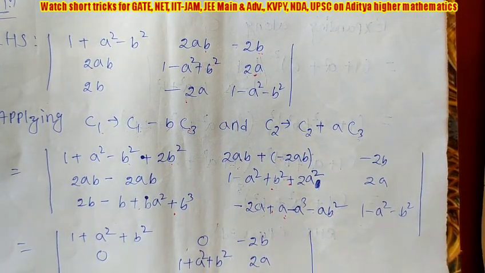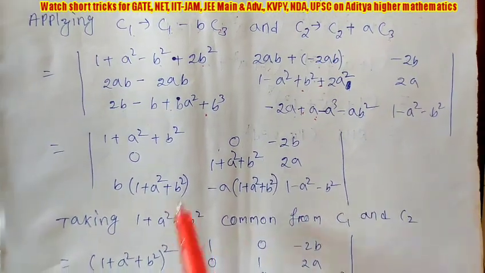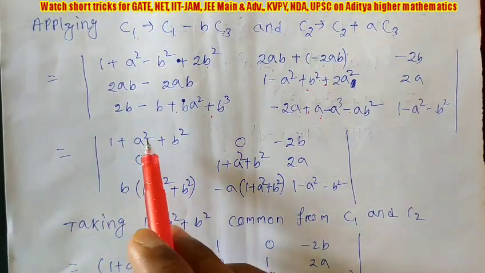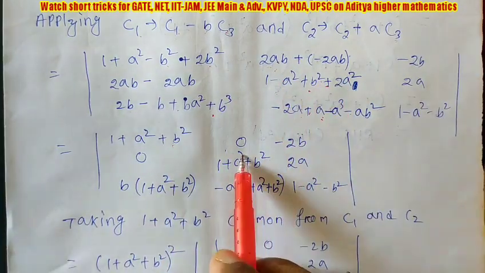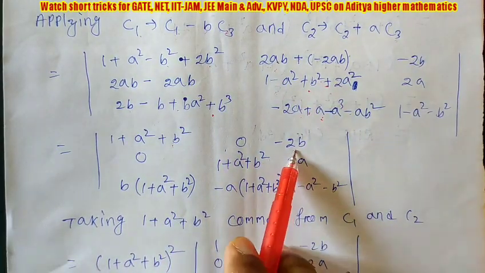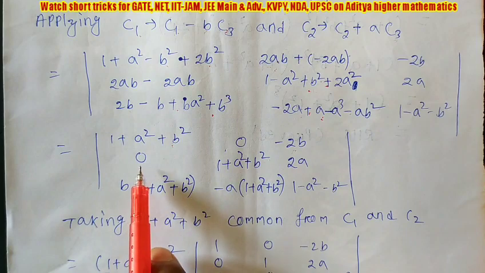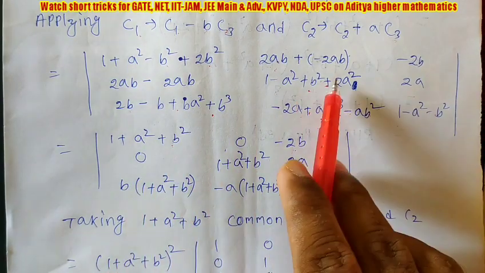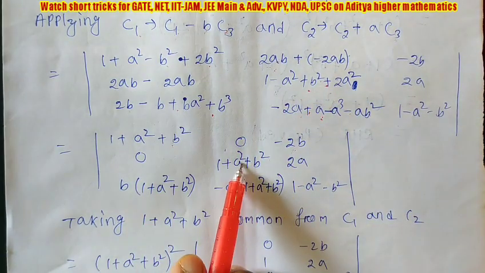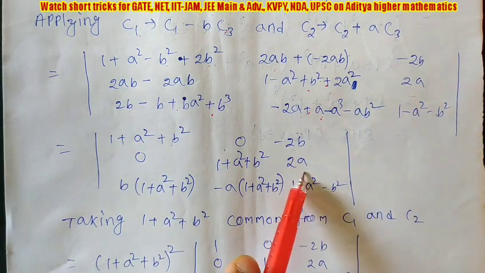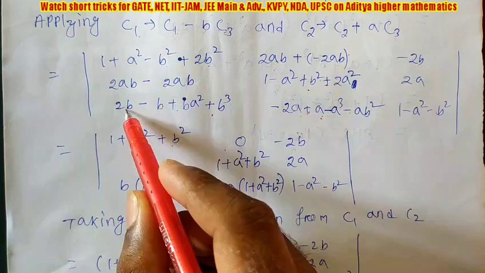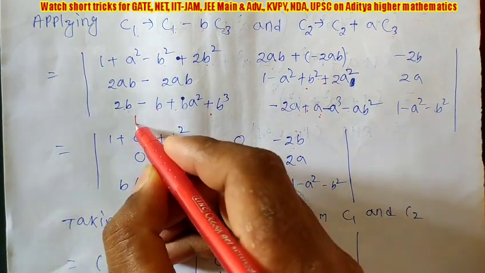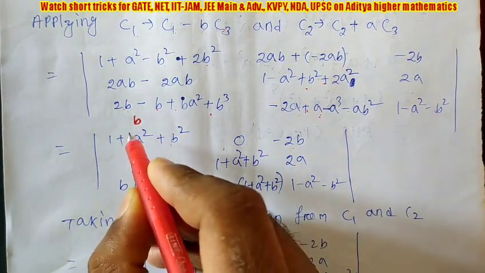And this one same. So we are getting, simplify now. 1 plus a square, 2b square minus b square is plus b square. This is 0. And here we are getting minus 2b. Now it is 0. 2a square minus a square is plus a square. And here 2a. Now you can observe this element. 2b minus b, you are getting b. Understood?